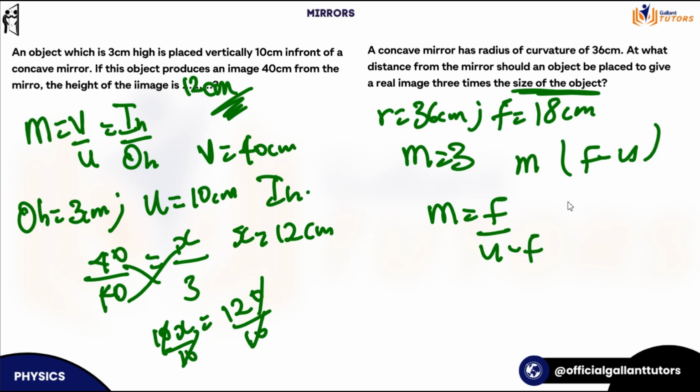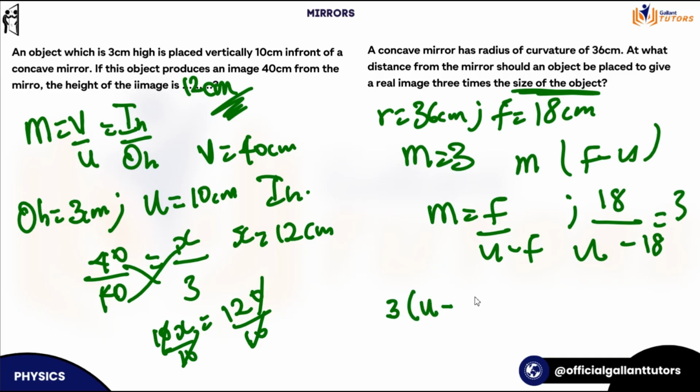Do you get? So what's our f? Our f is what? 18. What's our u? Our u is not given now. So that's what I just find. Our u is not given, minus what? 18. Is that clear? All right. So remember it's equal to what? 3 because we're relating it to magnification. So cross multiply, we have 3 open bracket u minus 18, close bracket equal to 18.